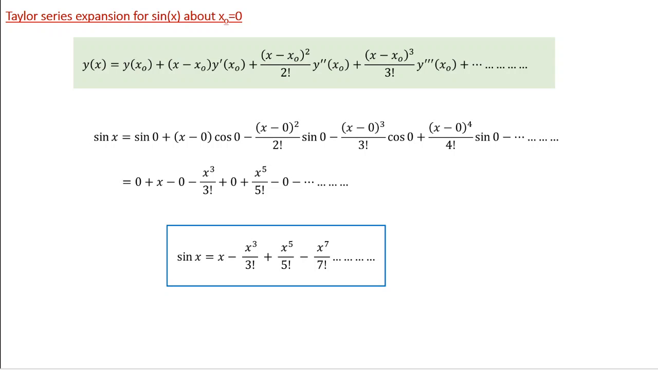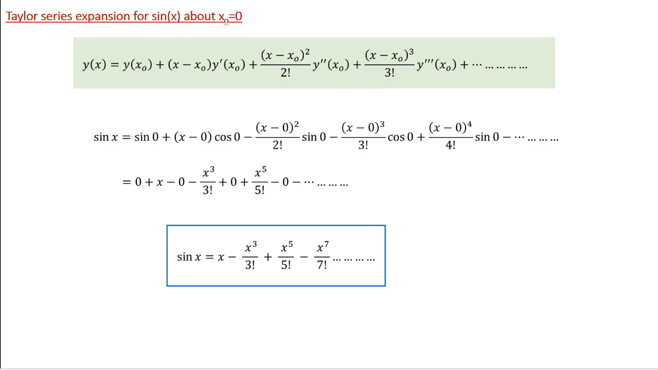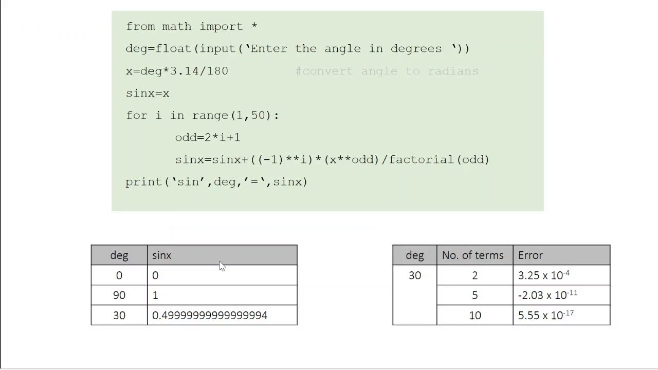Since we know the Python program for the cos function, it's very easy to write the Python program for the sine function. So you start with importing all the math functions, then you input the angle in degrees, you convert that into radians. Now you need to initialize your series. Here the first value is x, so you initialize that sin x equal to x. Once again you consider the first 50 terms. Then here you are dealing with the odd terms, so you define odd as 2 into I plus 1.